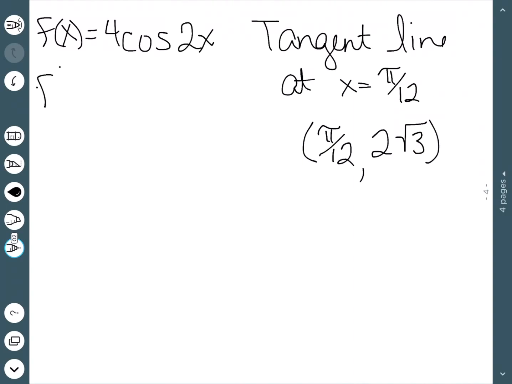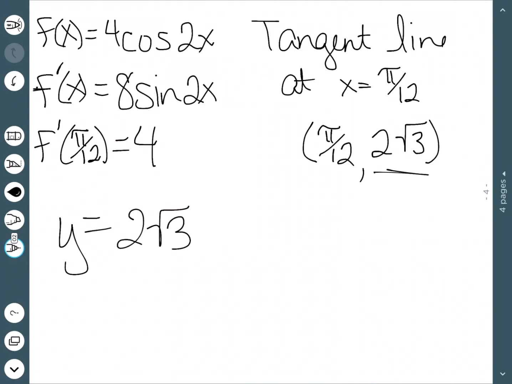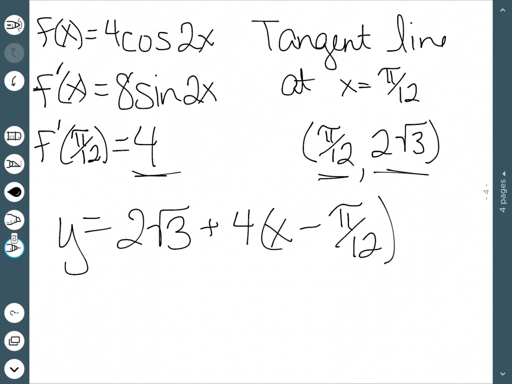We also need the derivative. Bringing the 2 out front, I would have 8 sine 2x. And then evaluating this at pi over 12, well, pi over 12 times 2 is going to be pi over 6, and sine of pi over 6 is 1/2, times 8 is 4. So my line says my y value plus my derivative times x minus my x value. So now I have my tangent line here.